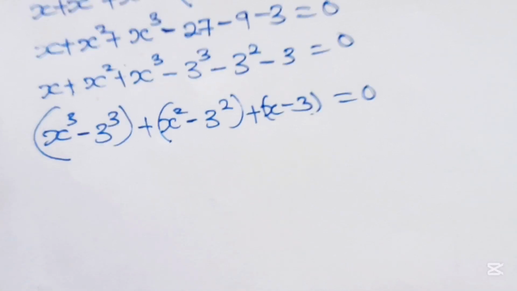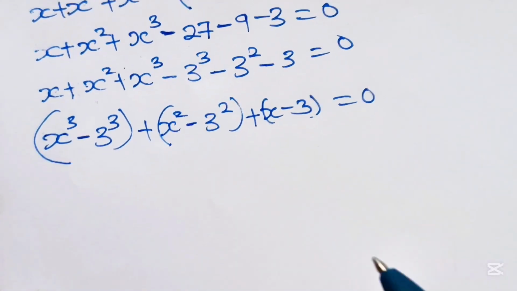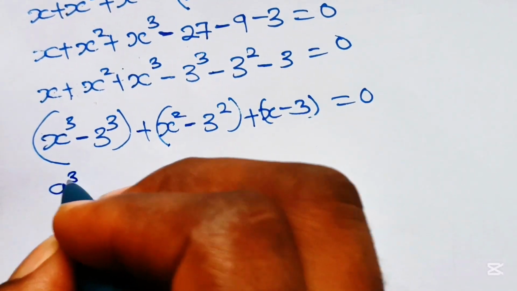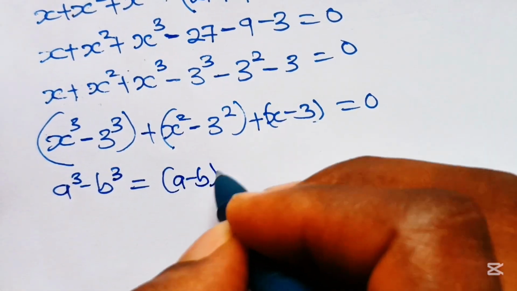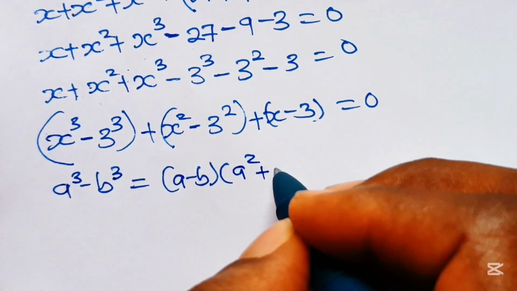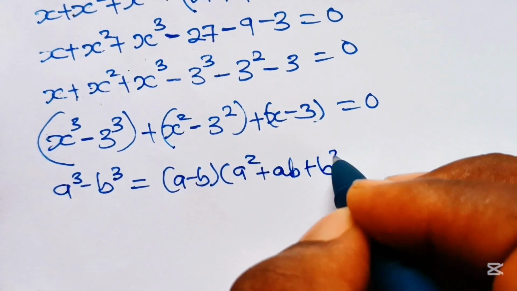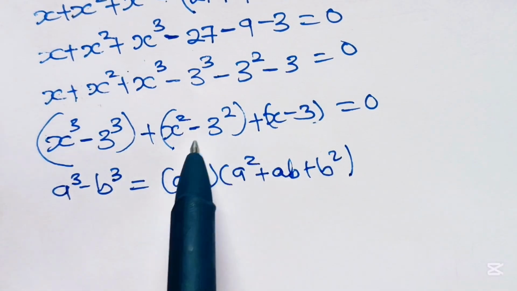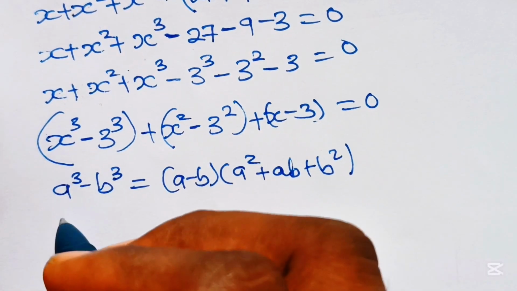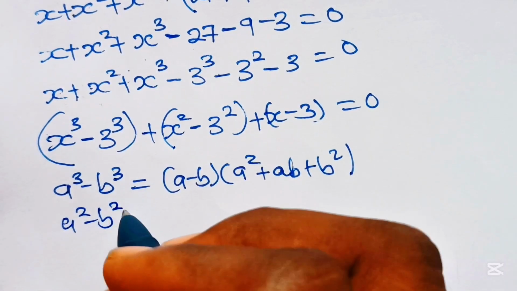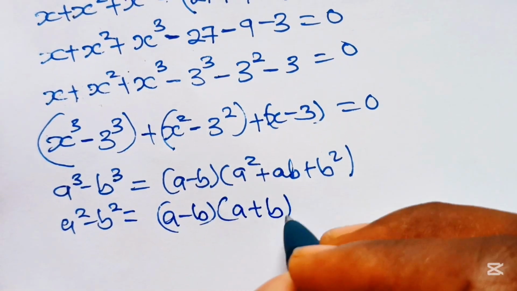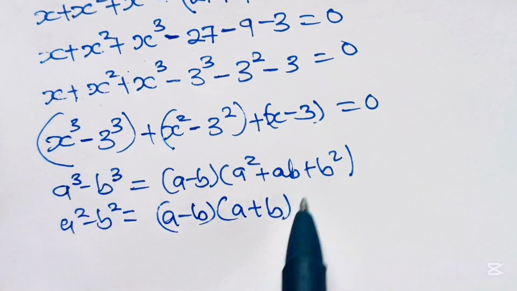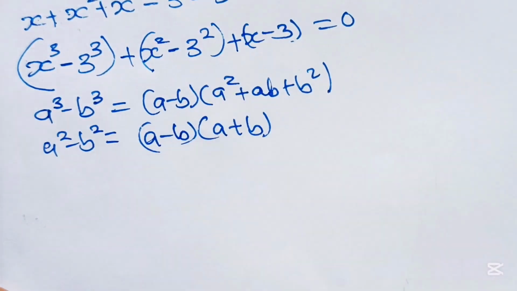All right. Now let's continue. Now, when you have a to the power of 3 minus b to the power of 3, it is equal to a minus b multiplied by a squared plus ab plus b squared. Okay. Now, when you have a squared minus b squared, it is equal to a minus b multiplied by a plus b. So we are going to expand this in this form. All right, so let's do that.